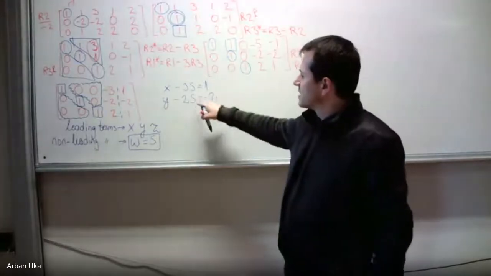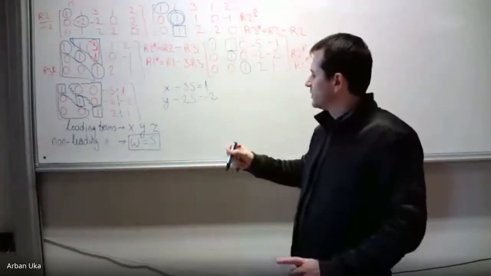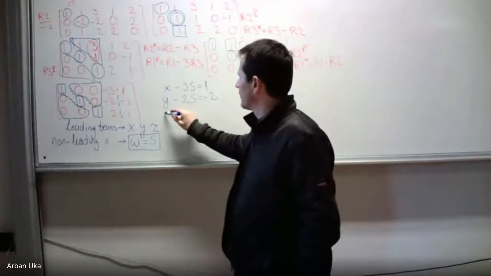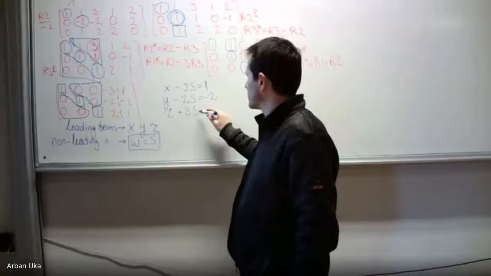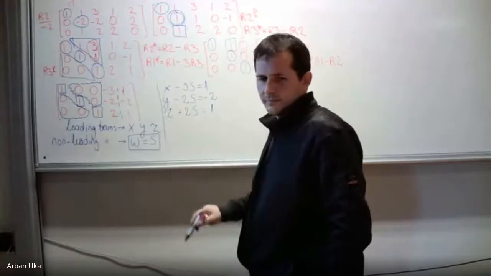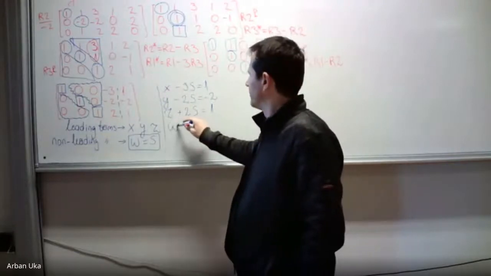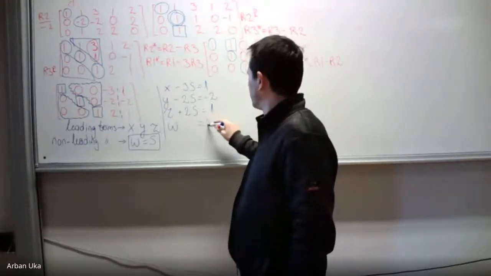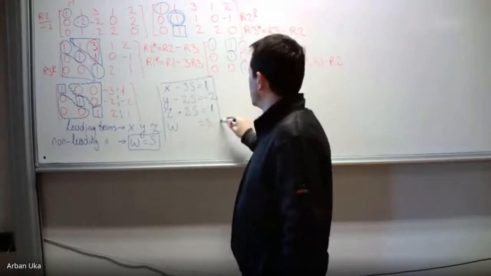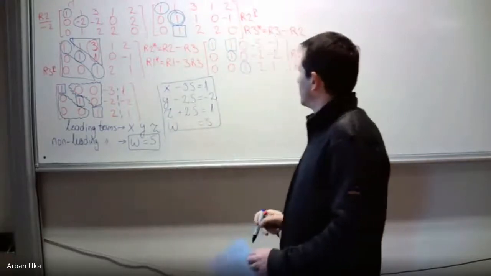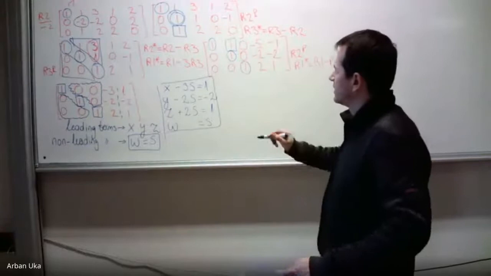So this is the second equation. What is the third equation? Z plus 2s equals 1. What is the last equation? Okay, so this is how we read it. Now, we can write this a little more elegantly, like this.